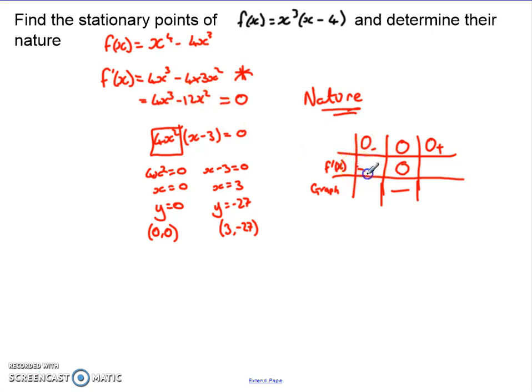So I know my graph is going to be negative at this point. So it's going to be coming down. Think what a decreasing graph looks like. It's coming down the way.